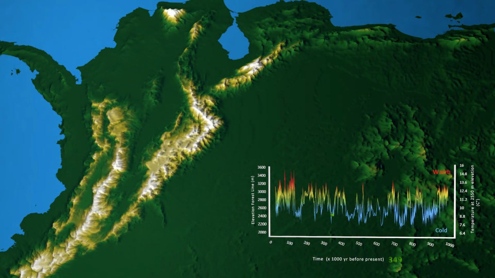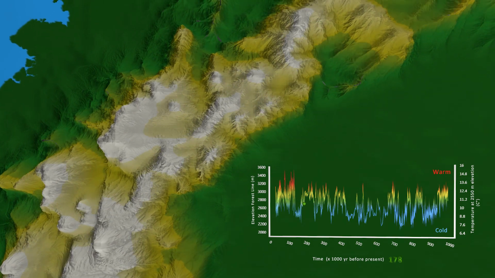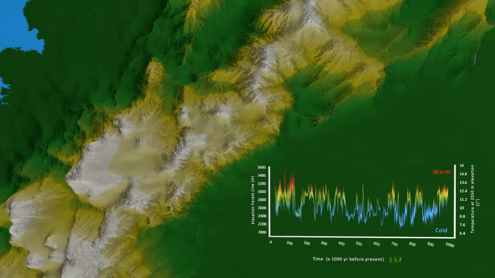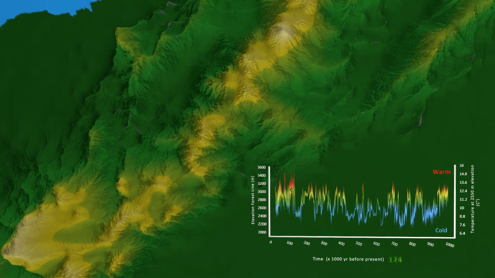This long dance of connectivity and disconnection is an important mechanism which we call the flickering connectivity system. But thanks to the differences in the topography of the Andes, each Paramo was connected and disconnected in a spatially and temporally unique and different way.